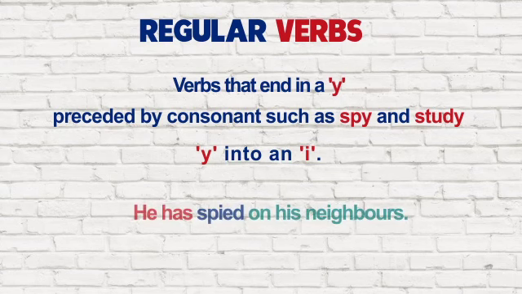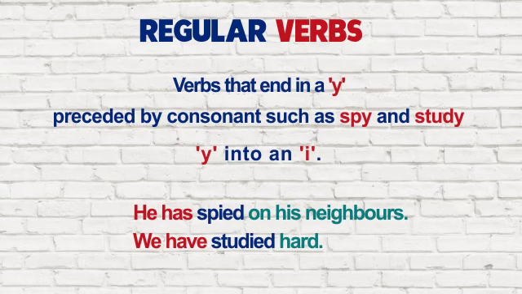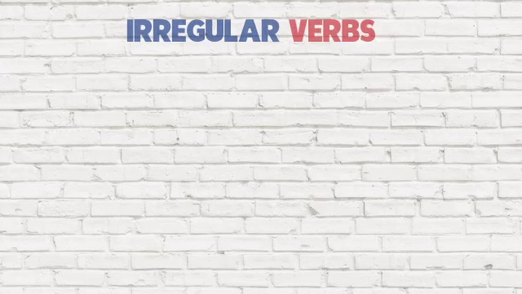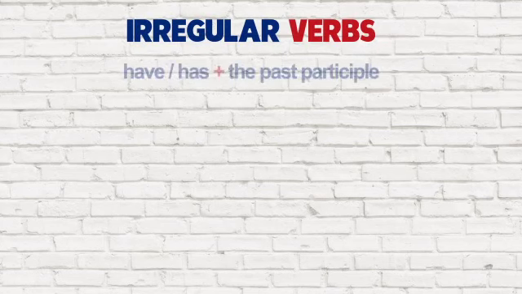For example, he has spied on his neighbors. We have studied hard. Now let's have a look at the irregular verbs. For the irregular verbs, we also use the auxiliary verb to have and the past participle.